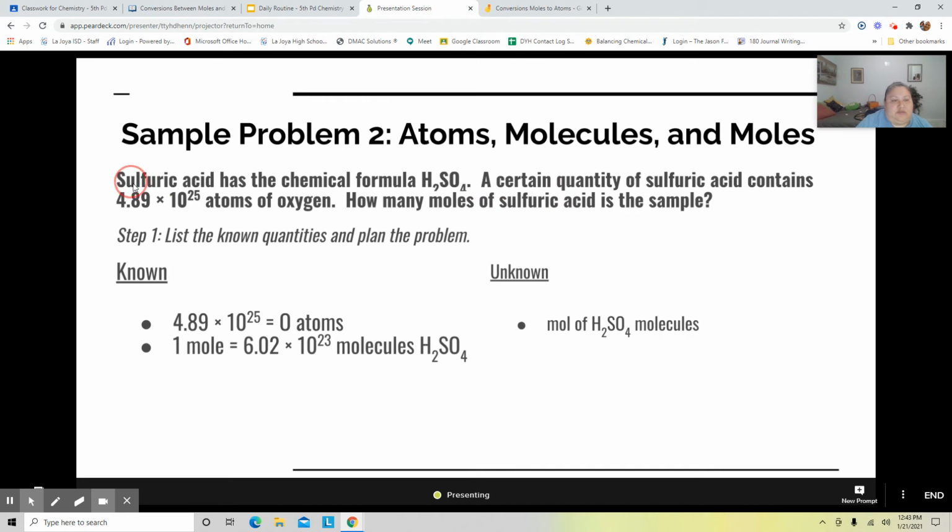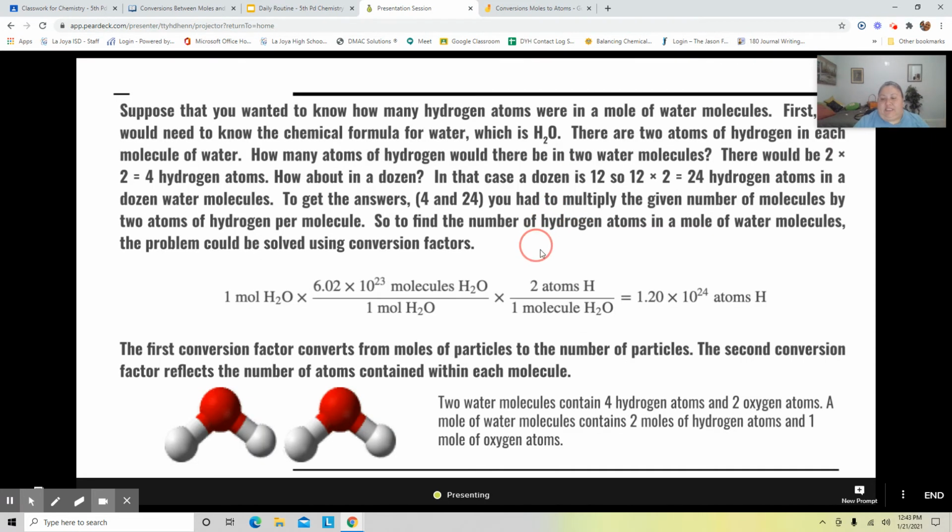All right. Sulfuric acid has a chemical formula of H2SO4. A certain quantity of sulfuric acid contains 4.89 times 10 to the 25 atoms of hydrogen. How many moles of sulfuric acid is in the sample? So right now, they're giving me oxygen, atoms. They want moles of a compound, sulfuric acid. Very similar to what they did here, except now, instead of starting with your compound, I'm starting with the element.